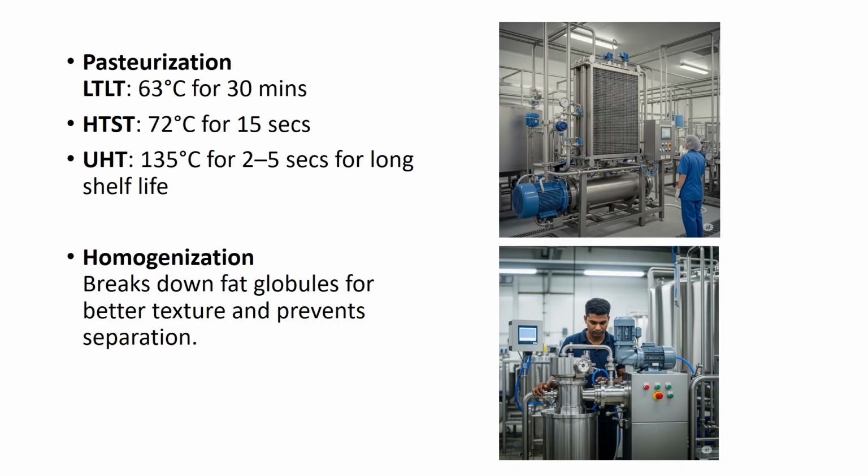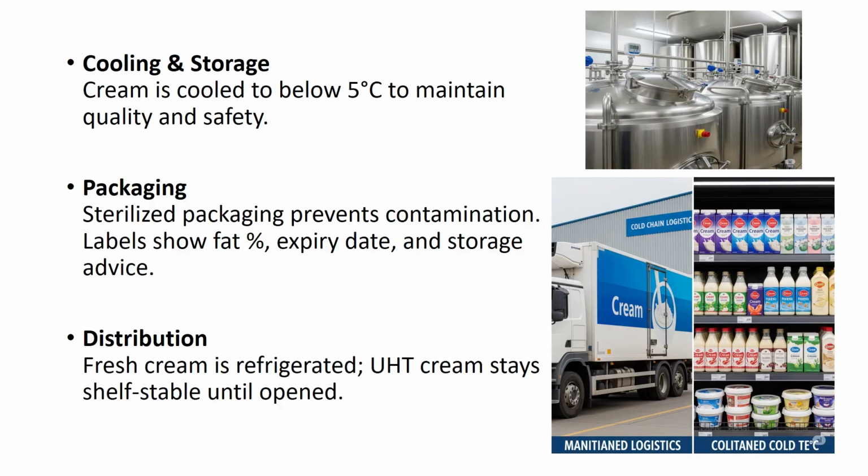Step 4. Homogenization. Breaks down fat globules for better texture and prevents separation. Step 5. Cooling and storage. Cream is cooled to below 5 degrees Celsius to maintain quality and safety. Step 6. Packaging. Sterilized packaging prevents contamination. Labels show fat percent, expiry date, and storage advice.